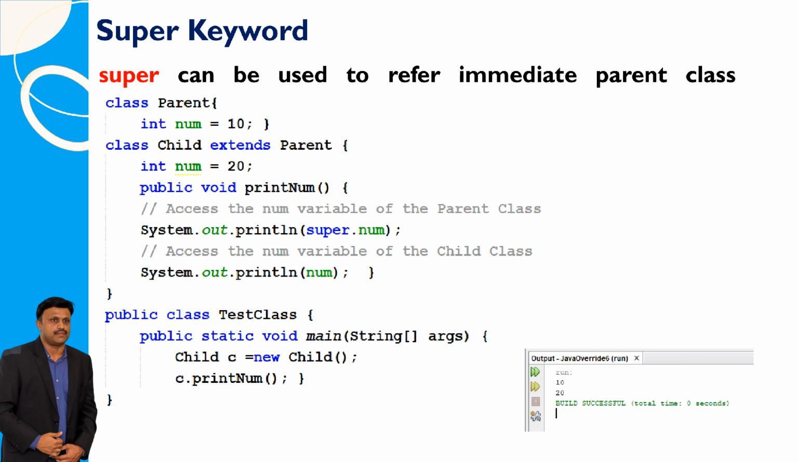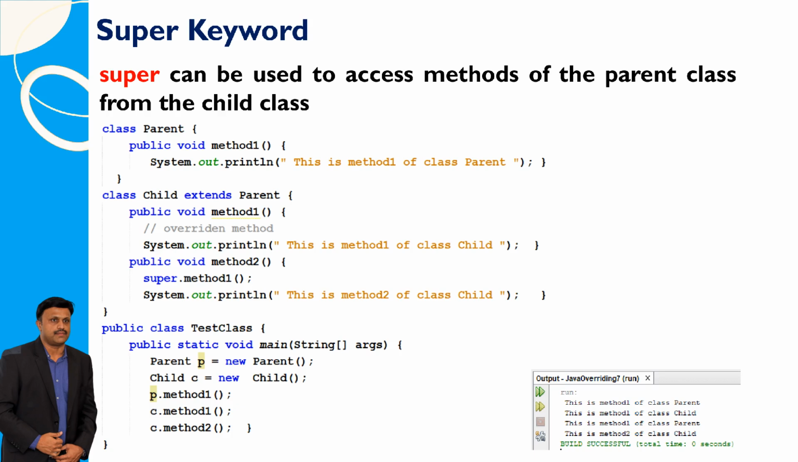The child class inherits from the parent class, and both classes define a num variable, with parent's num set to 10 and child's num set to 20. Super can be used to access methods of the parent class from the child class. The Java code demonstrates method overriding and inheritance. The parent class has a method 1 that prints a message.